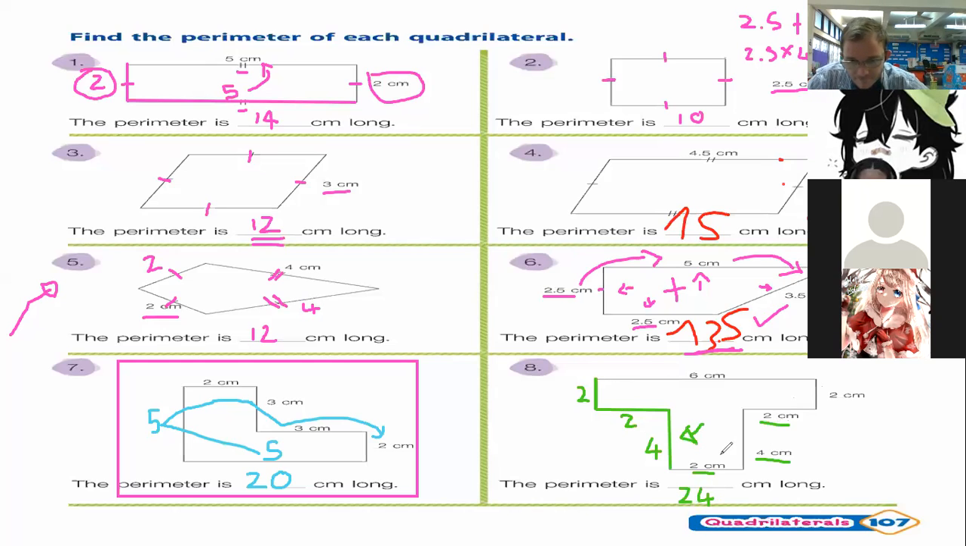Let's start at the bottom here. 2 plus 4 equals 6, plus 2 equals 8, plus 2 equals 10, plus 6 equals 16, plus 2 equals 18, plus 2 equals 20, plus 4 equals 24. So Tantan, your answer is 100% correct.